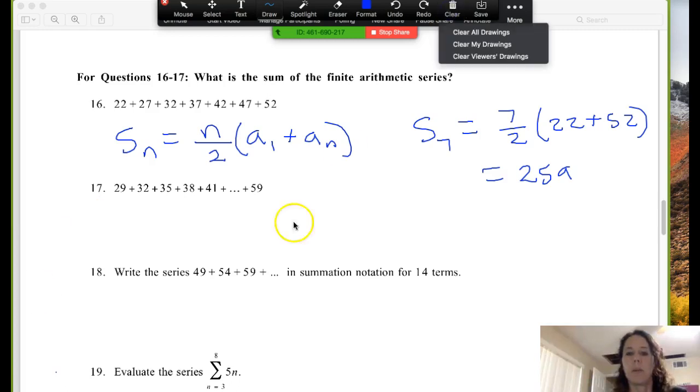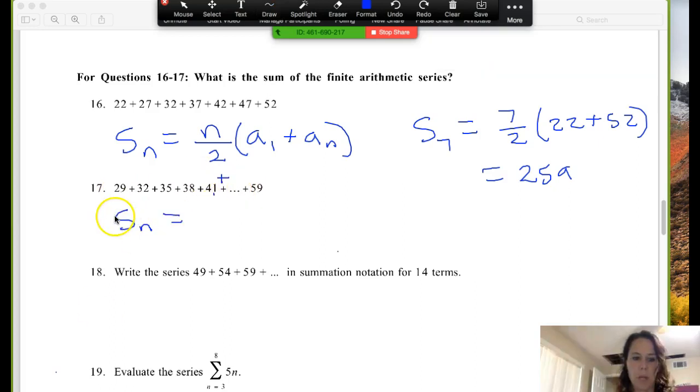Okay, here we also have a finite number of numbers, but here we have some spots missing. So we don't know how many numbers we need to sum. Here we could count out, we had 7 terms, so we knew our number of terms. Here we don't know our number of terms because we have some missing. Now I can see from 29 to 32, my common difference is 3. 32 to 35, 3. So I can go ahead and add 3 until I get to 59.